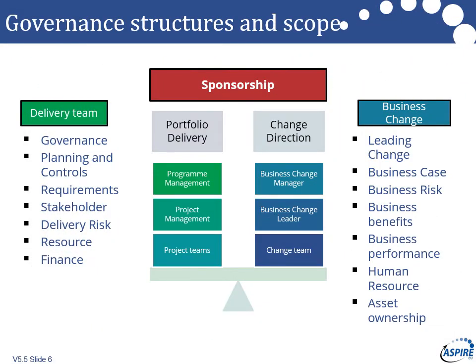So there are two sides to this. We've got the delivery side, which, if you're from a program, project, portfolio environment, you'll be more familiar with. When we're putting together our governance, we need to think about decision making about spending money. We need to make sure we've got planning, we've got control, and that we know how we're going to deal with requirements, stakeholders, risk, resource, those kinds of things. That's the delivery side of it. Some of those move across to the business change side too.